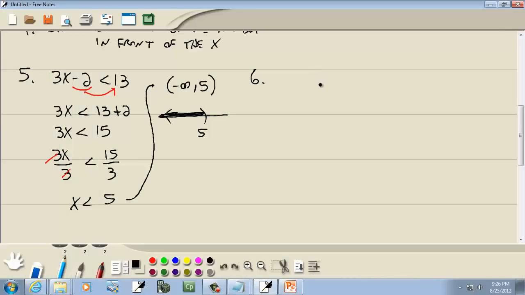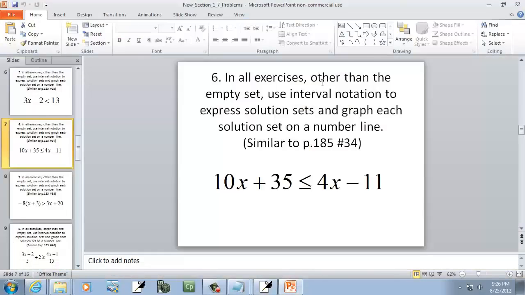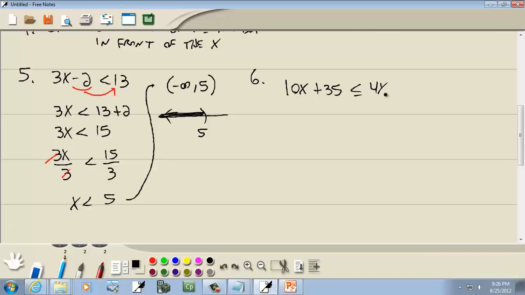Let's take a look at this one. We got 10x plus 35 is less than or equal to 4x minus 11. Now, first step, get rid of parentheses. Don't have any. Second step, get rid of fractions. Don't have any. Third step, get everything with an x on the left side and numbers on the right side. So I'll take 4x over to the left side and 35 over to the right side. Anytime you take anything across your inequality symbol, the sign changes. So 4x becomes a negative 4x. The 35 becomes a negative 35.